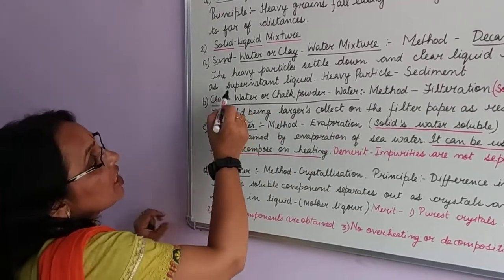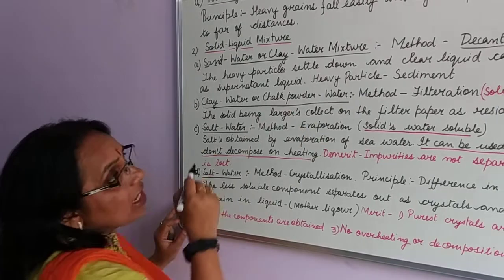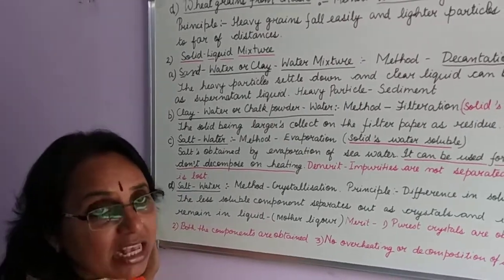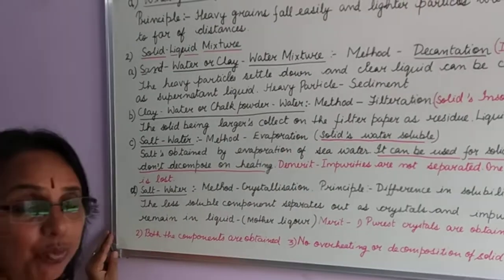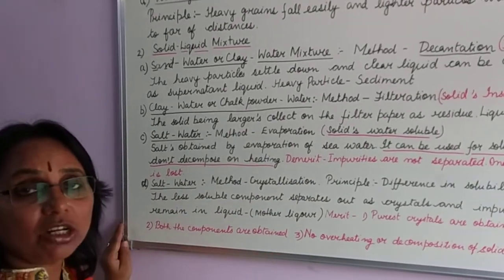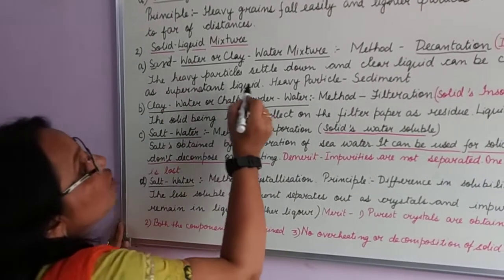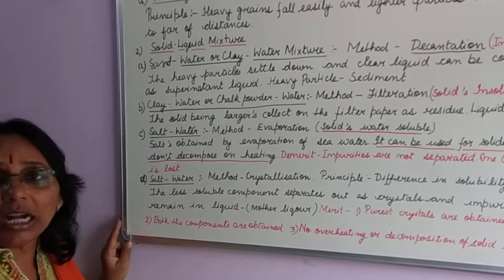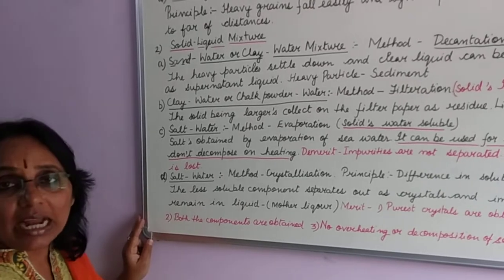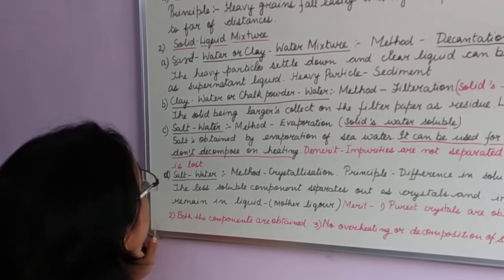this clear liquid is known as supernatant liquid, and the heavy particles which have settled down are known as sediment. We can just pour out the clear liquid from the beaker or the container in the form of supernatant liquid, and the sediment will settle down, or the sand particles or the clay particles will settle down. That can be collected like this.